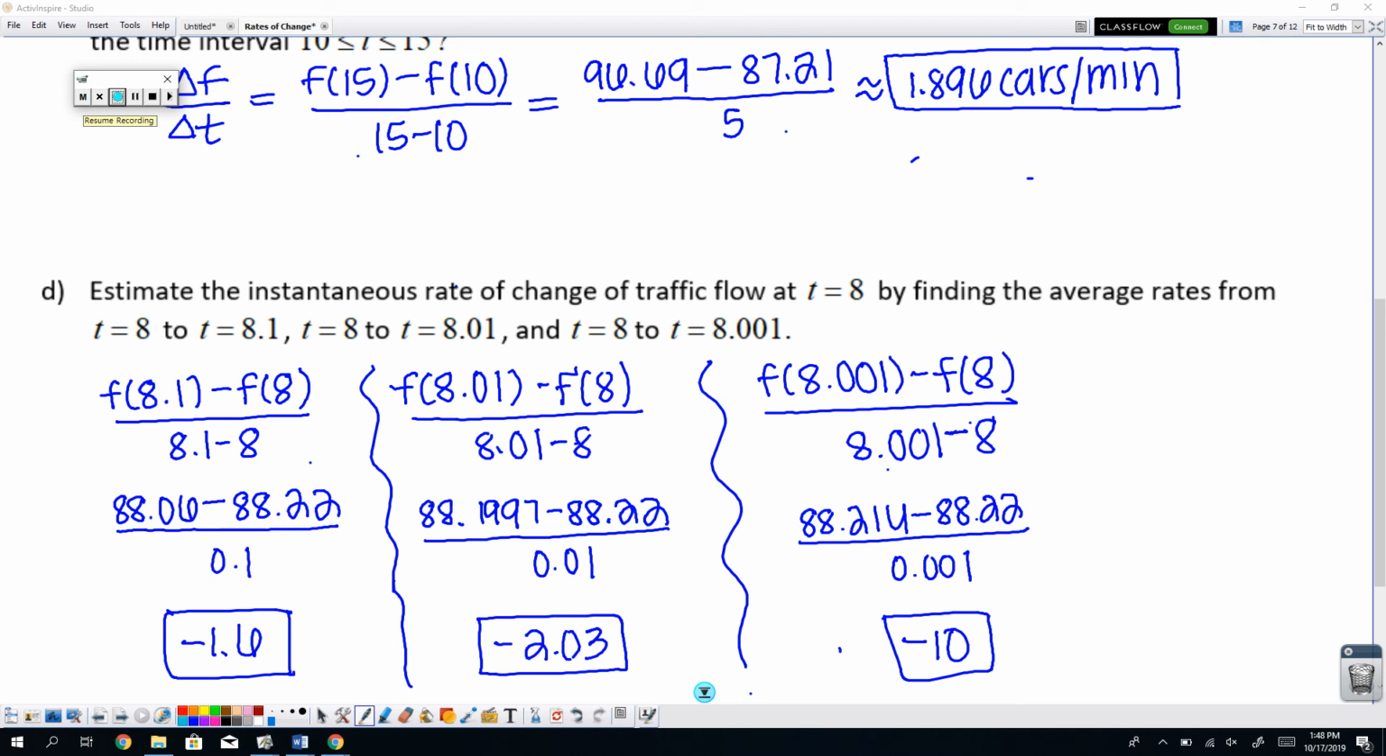Alright, so I went through and I got my slopes, or my instantaneous rate of change. So what we're looking at is it goes from negative 1.6 to negative 2.03, and then when we get even closer, it gets to negative 10. So we'd have to continue going closer. This is almost like doing limits by tables to know exactly what we would get at our instant of 8.